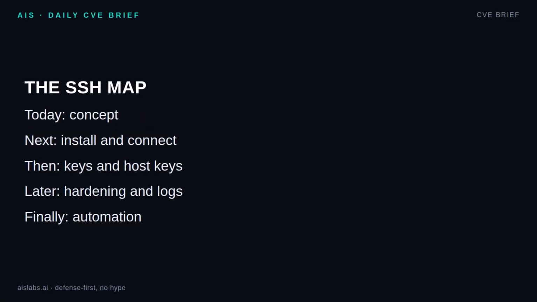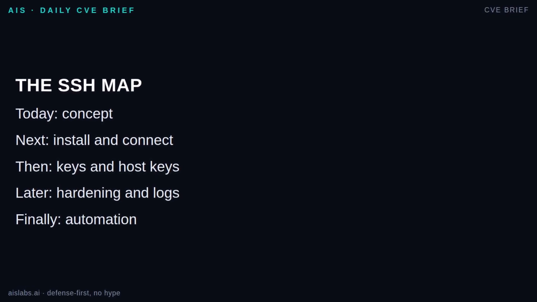This episode is the vocabulary layer. You now know the nouns: client, server, sshd, port 22, encrypted channel, password authentication, public key authentication, shell, file transfer, and tunnel. The next foundation episodes make this practical: installing openssh-server, making your first clean connection, understanding known hosts, and generating keys. After that, we move into administration and defense: sshd config, disabling risky defaults, limiting users, logging authentication events, forwarding safely, and automating access across fleets. SSH is small enough to learn quickly, but deep enough that sloppy habits last for years.